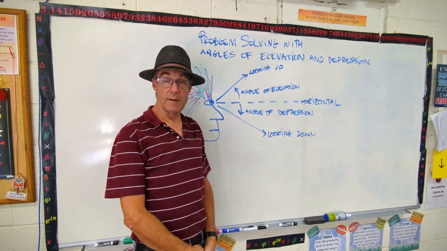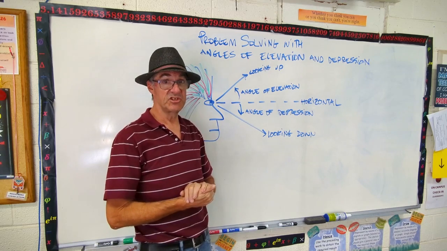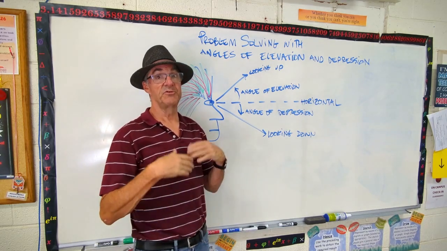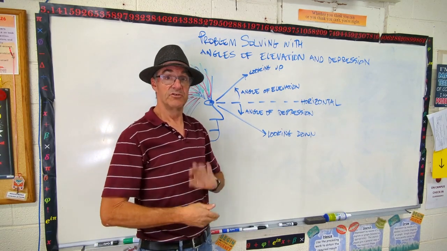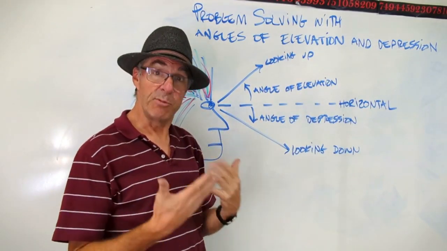Today's lesson is on problem solving. We have 2 topics. We're going to talk about using angles of elevation and depression, and then we're going to use bearings, compass bearings. So first off, angles of elevation and depression. This is a fairly simple concept.